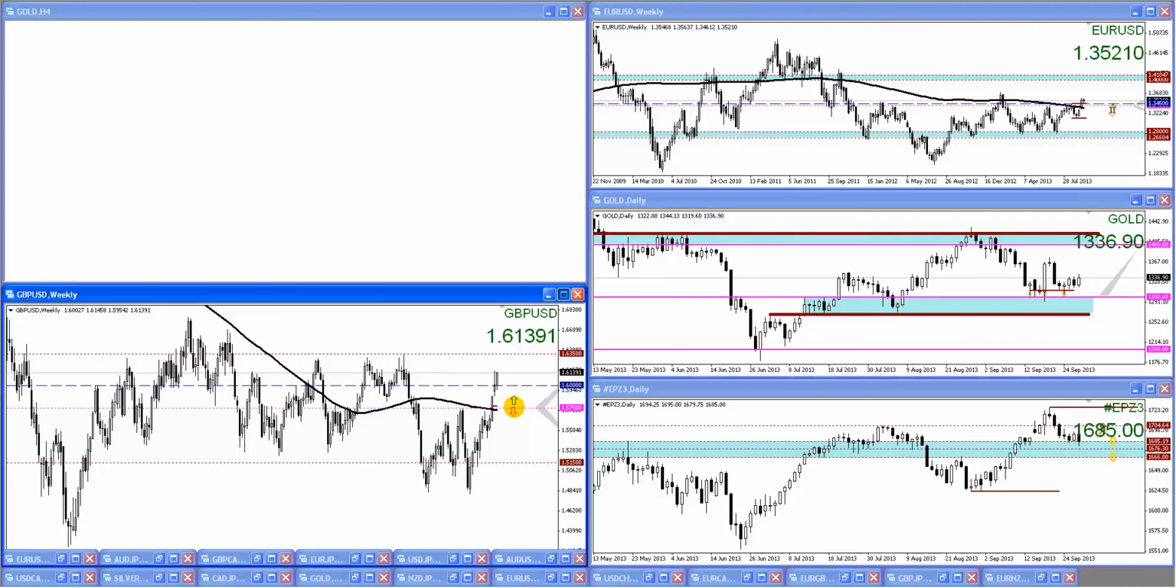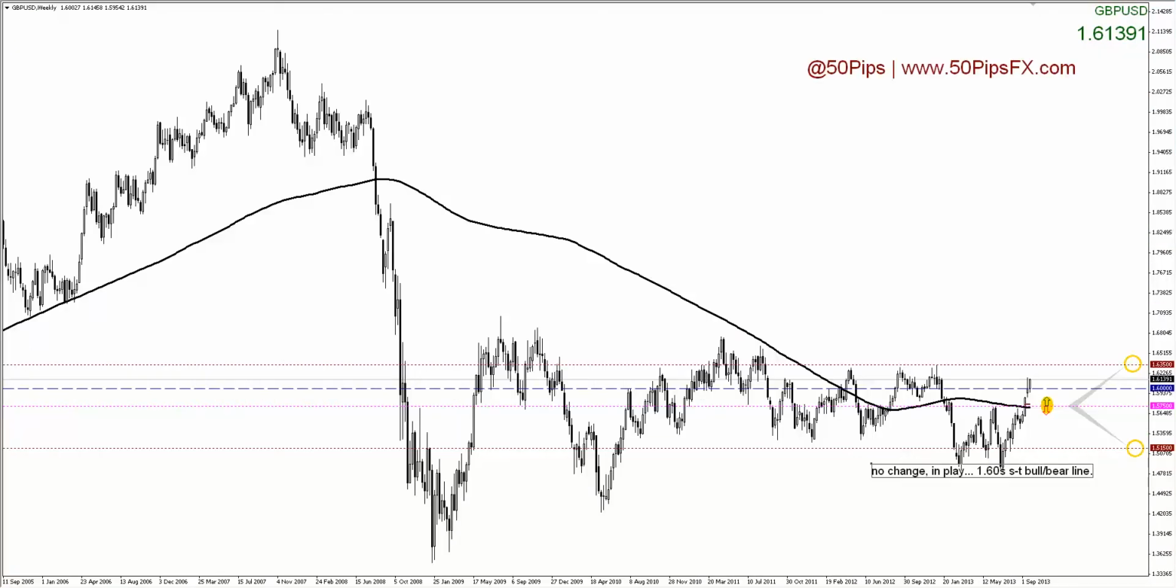Euro and cable. Let's do cable first. Cable, this is our chart, no change. We've been talking about that 160 being a bull-bear line short term. So basically, we've been talking about this rotation up into the 163.50 for quite some time now, right?